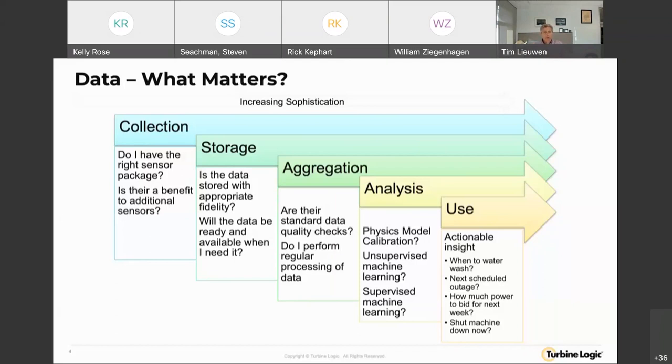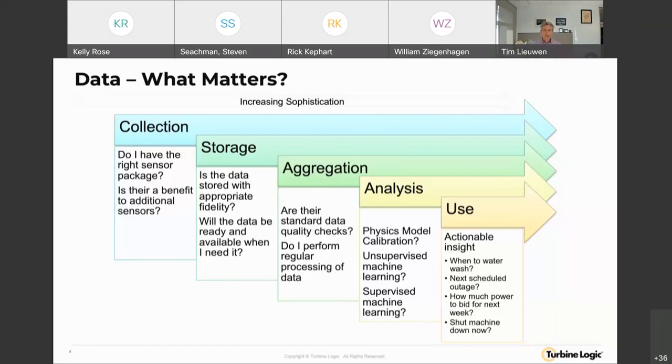And so if we think about what matters in terms of data, what I have here is this sequence, just thinking about increasing sophistication, moving all the way from collection at the top left to actually utilizing it for actionable insight. And so there's issues around, do I have the right sensor package? And again, I want to emphasize there's a lot of feedback here between this and the model, because you have to have the sensor at the right place. You have to be sampling the sensor at the right sampling frequency.